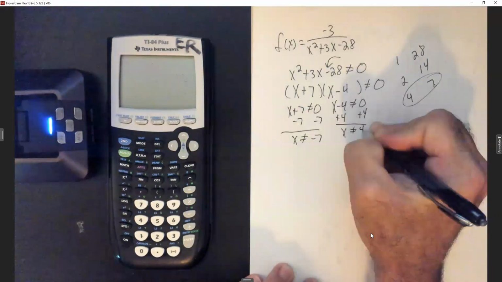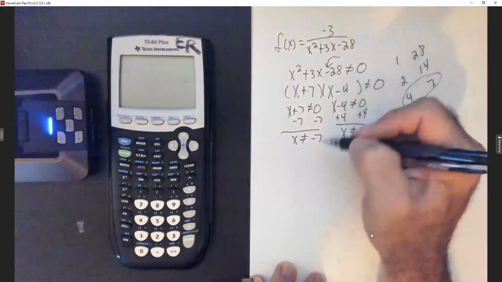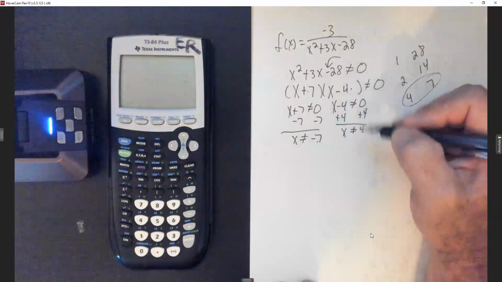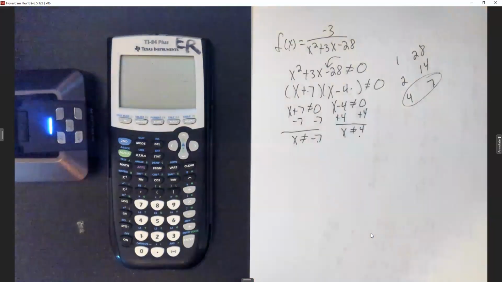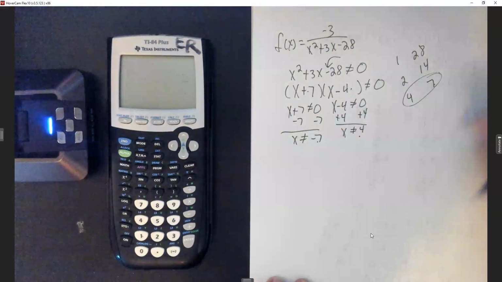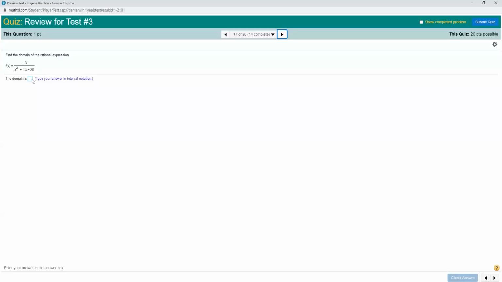If the factor is positive, the answers are negative. If the factors are negative, the answers are positive. So we'll see if they want this one in interval or set builder notation. So let me go back. I got a negative 7 and a 4. So they want interval notation.